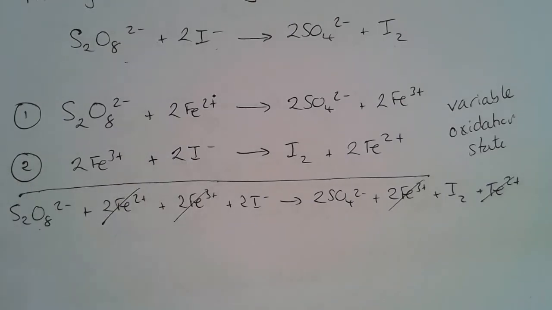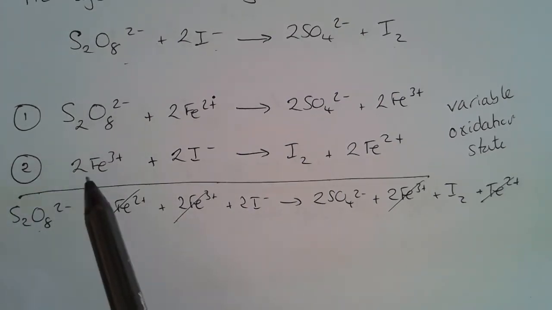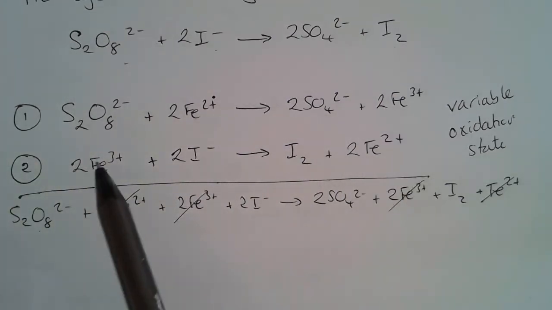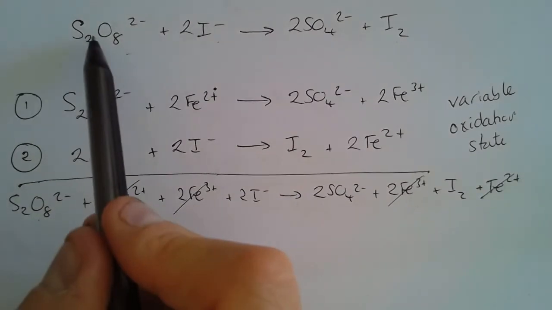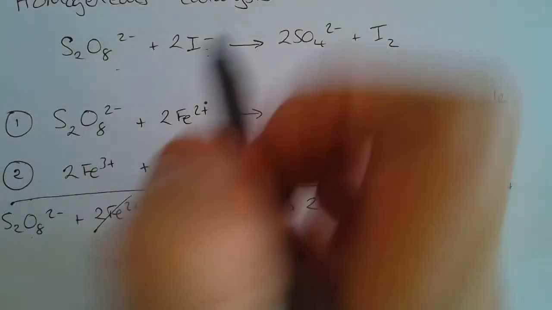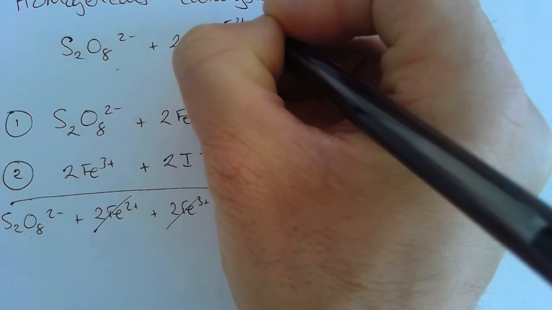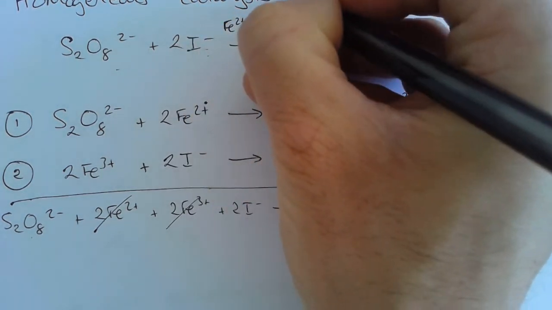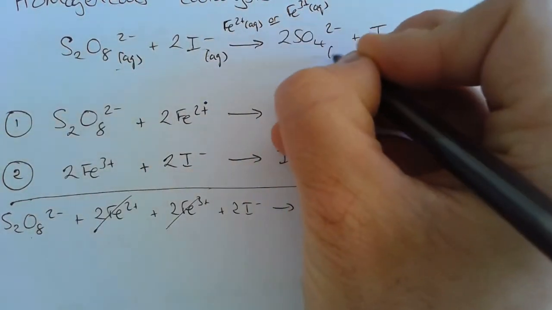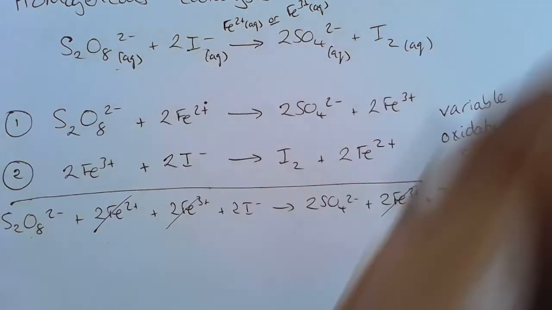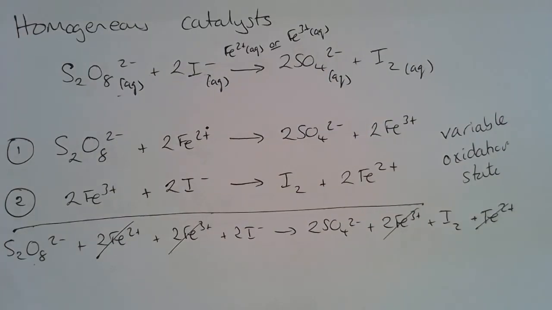Interestingly, this reaction will happen exactly the same if we react it with Fe3+ ions instead of Fe2+ ions, in which case this is the first step that takes place and this is the second step, and we still end up with exactly the same process. So a catalyst that works for this reaction is either aqueous Fe2+ ions or aqueous Fe3+ ions. And something I should have said earlier on, just to be clear, is that all of these are aqueous. So this is homogeneous, homo meaning the same, so the same phase.